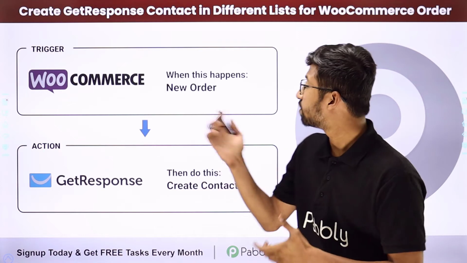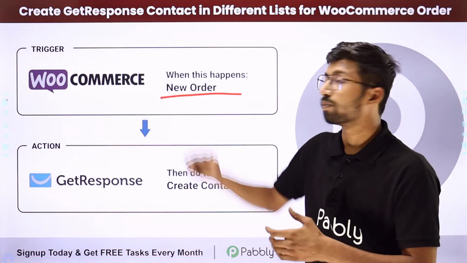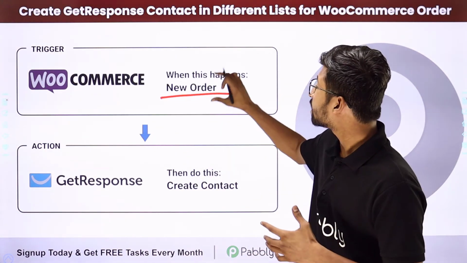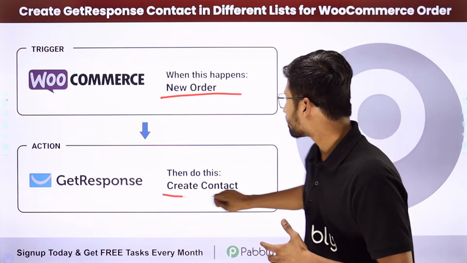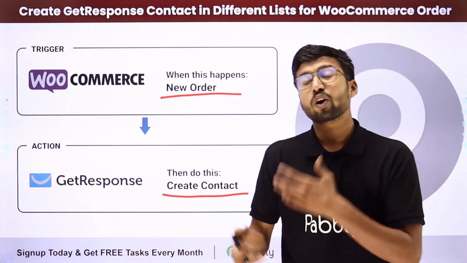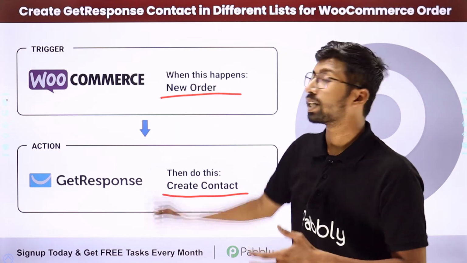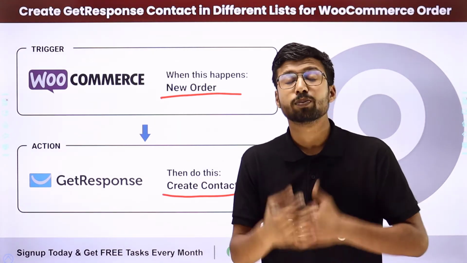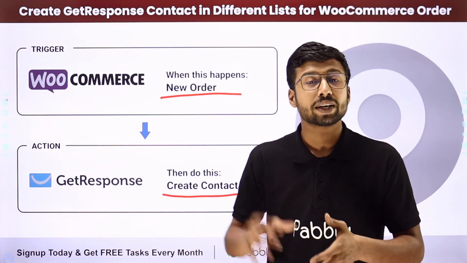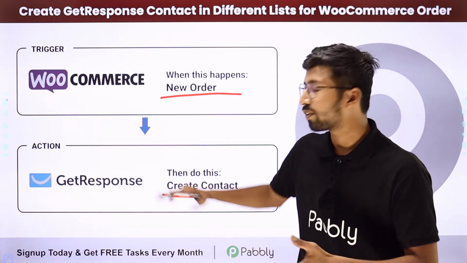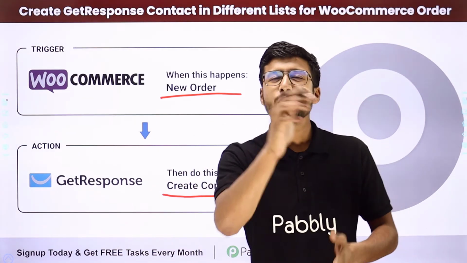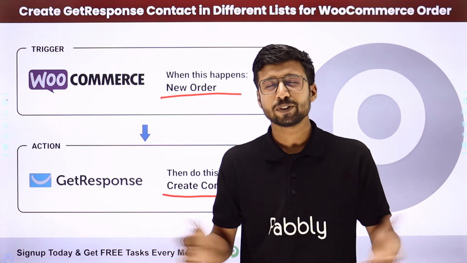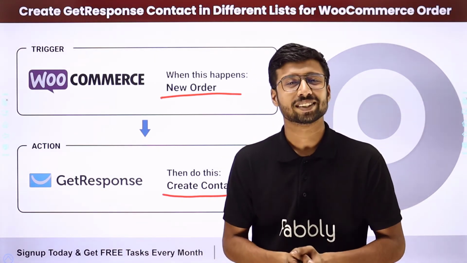In this automation, whenever a new order is received in WooCommerce, the customer who placed the order will automatically be added as a contact in GetResponse, and the contact list will be the product ordered by the customer. If the customer orders multiple products, we will add the same contact in multiple contact lists in GetResponse. So if you want to know how you can set up this automation, just come with me to my screen.